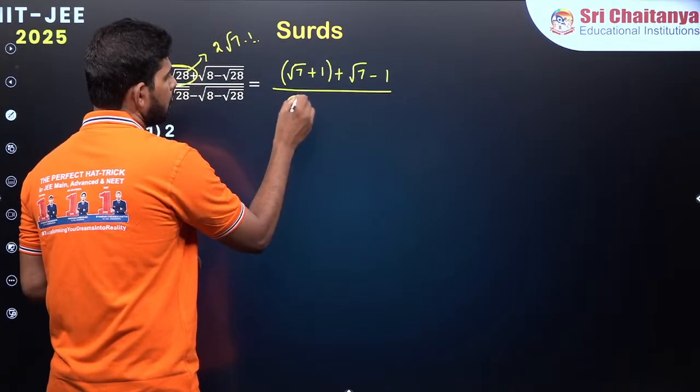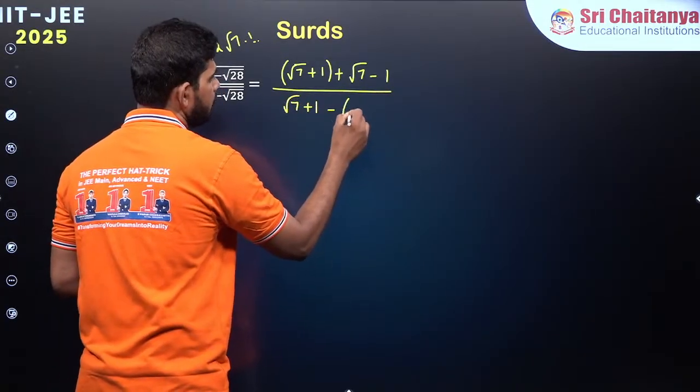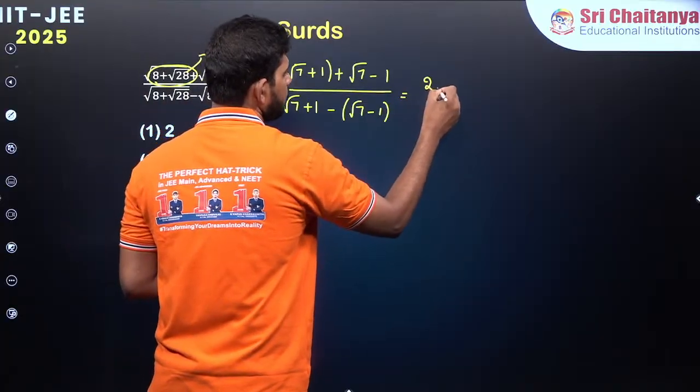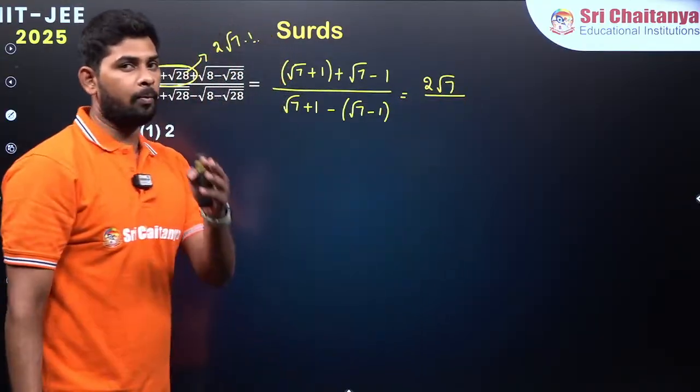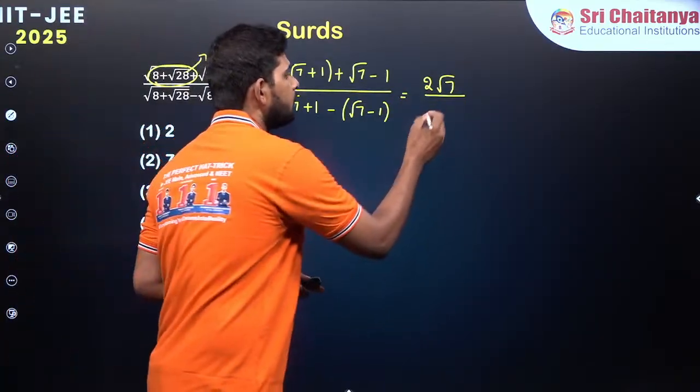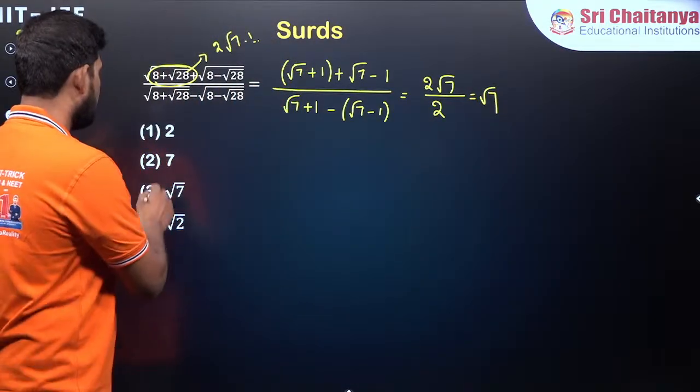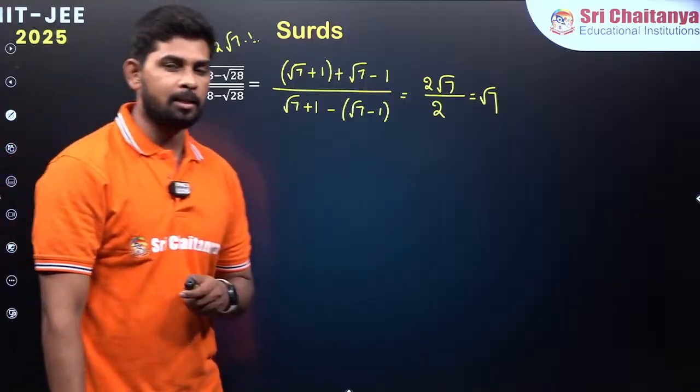Denominator also root 7 plus 1 minus root 7 minus 1. What do we get in the numerator? That is 2 root 7, the sum of these two. And what are we going to get in the denominator? It is going to be 2. The 2 is getting cancelled. We are left with root 7. Root 7 is our answer. It's as simple as possible.